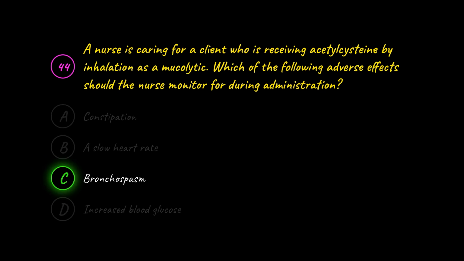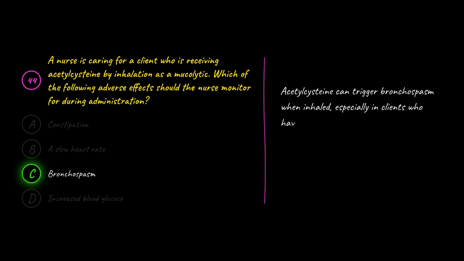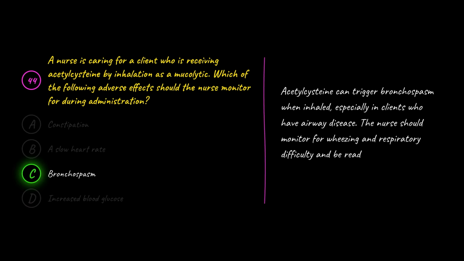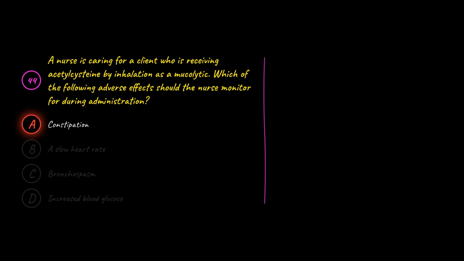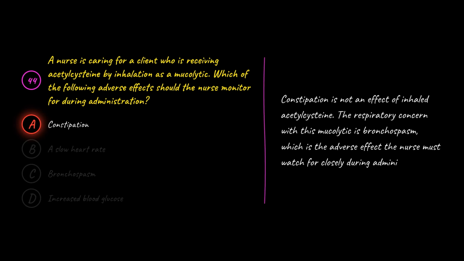The correct answer is C. Bronchospasm. C is correct because acetylcysteine can trigger bronchospasm when inhaled, especially in clients who have airway disease. The nurse should monitor for wheezing and respiratory difficulty and be ready to stop the drug and notify the provider if bronchospasm occurs. A is wrong because constipation is not an effect of inhaled acetylcysteine. The respiratory concern with this mucolytic is bronchospasm, which is the adverse effect the nurse must watch for closely during administration to a client with airway disease.